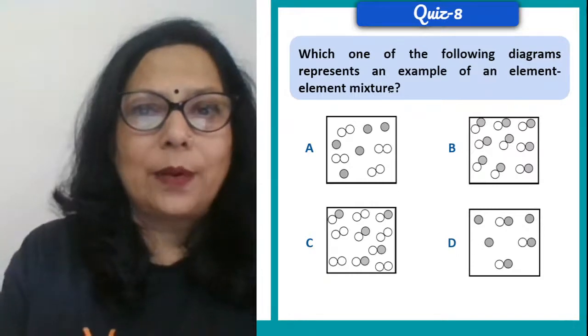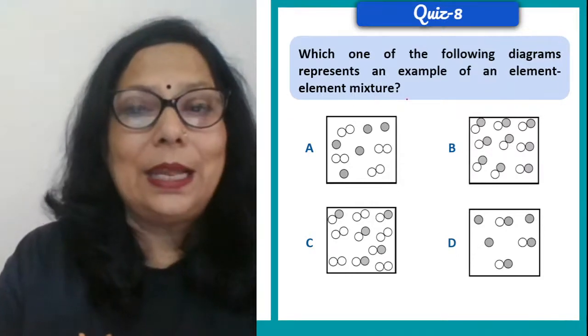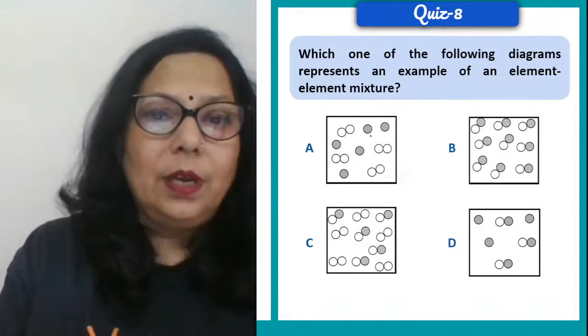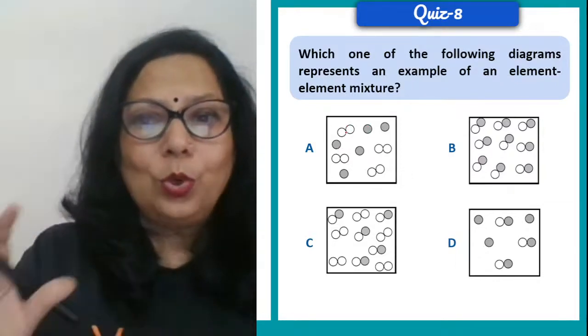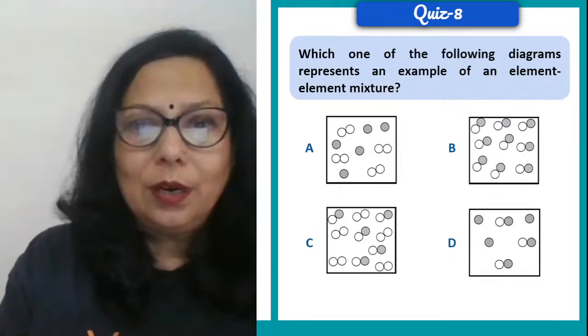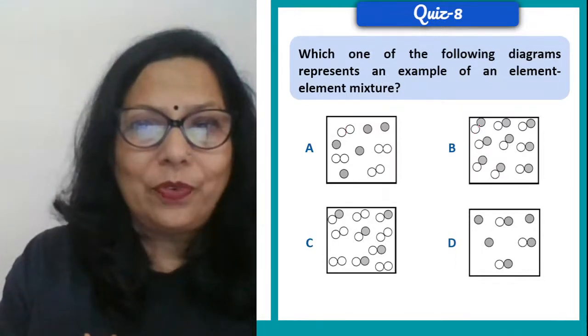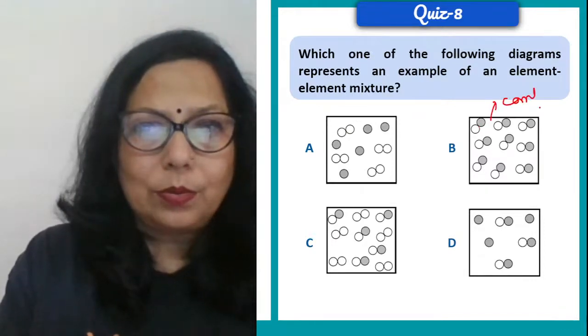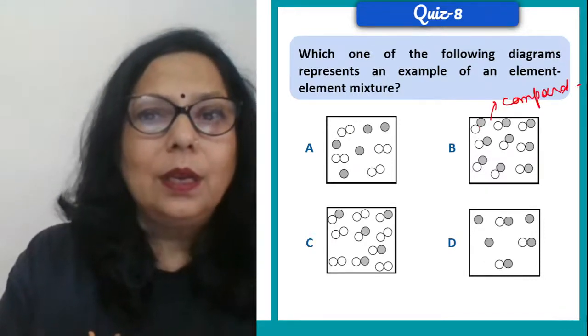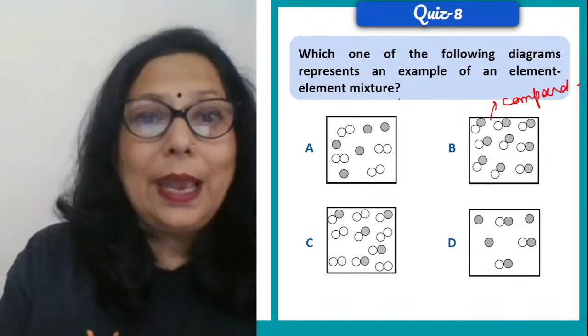Which one of the following diagrams represents an example of an element mixture? See, dark and light circles, they are two different elements. So here two different elements are combined together. So let me tell you, this is a compound. Right? So this is the compound.